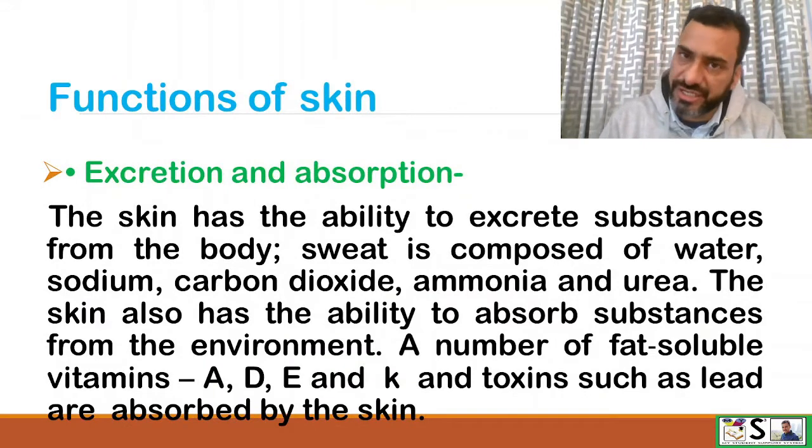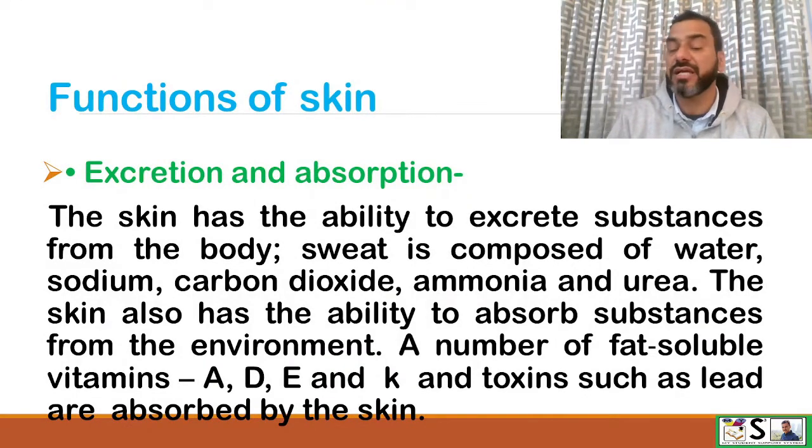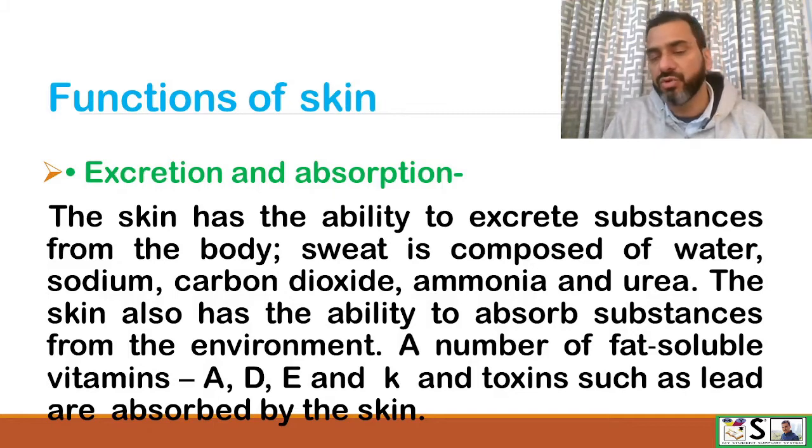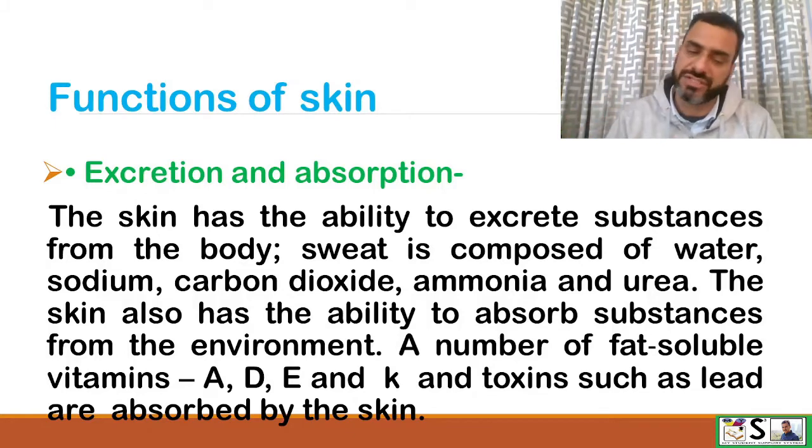Next is excretion and absorption. The skin has the ability to excrete substances from the body. Sweat is composed of water, sodium, carbon dioxide, ammonia, and urea. The skin has the ability to absorb substances from the environment. A number of fat-soluble vitamins like A, D, E, and K, and some toxins such as lead are absorbed by the skin.